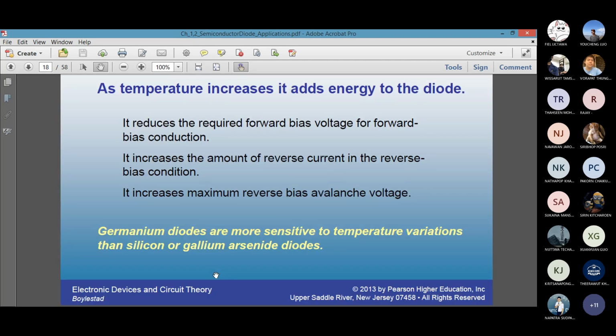Compared to silicon, the germanium diodes are more sensitive to temperature variations. So silicon is a widely established material for this. Gallium arsenide is suitable for high-speed, high-switching applications. That does not mean that silicon is outdated. Silicon is still used.